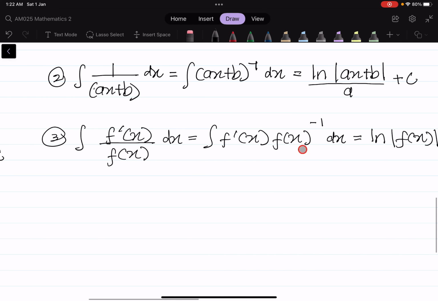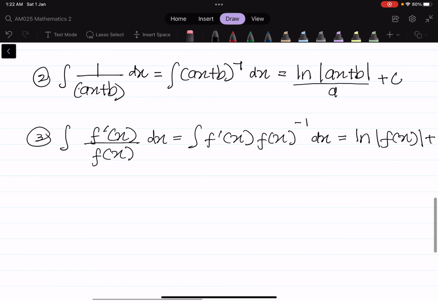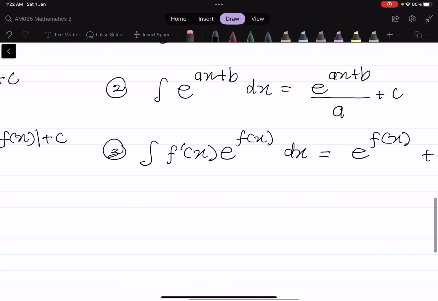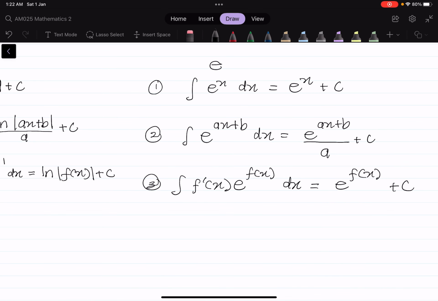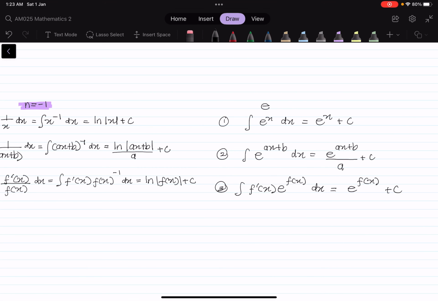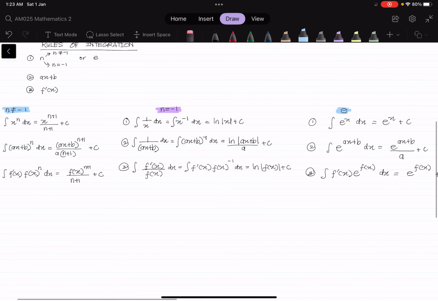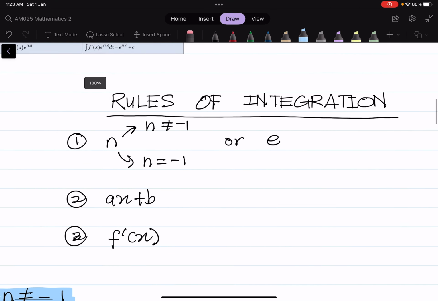For the third case, same goes with this one. If it's not differentiable, then you need to do something. Okay, all right, so that's it for the chapter review of rules of integration.